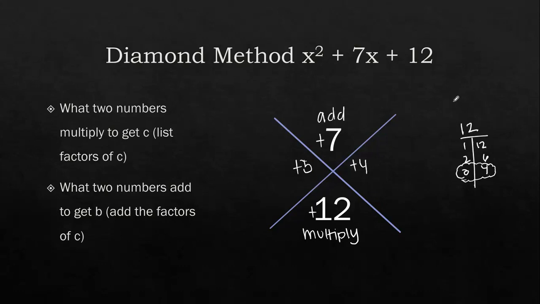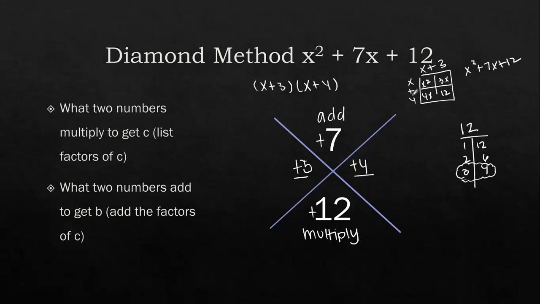This is how I write out my factors: x plus 3 times x plus 4. We're just taking our two numbers and putting them with the variable. And this is because if I actually multiplied x plus 3 times x plus 4, it would give me x squared plus 7x plus 12. It should multiply together to get your original trinomial.